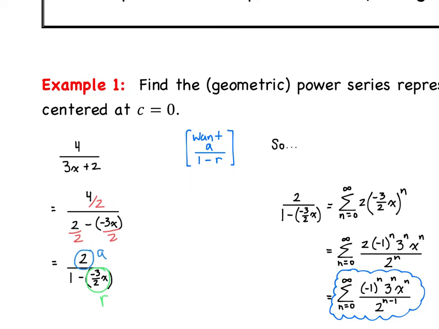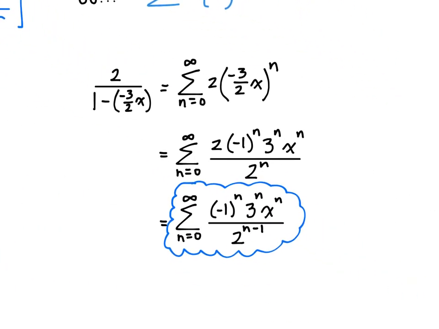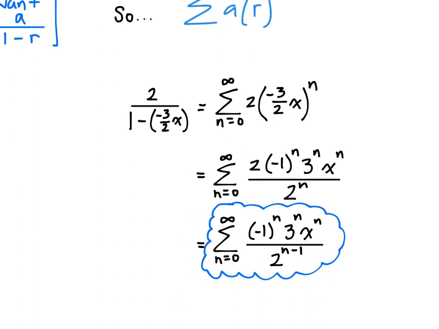So now we can go ahead and write our power series because we're in this format, okay? And we know that a geometric series is in the form A times R to the n. All right, so now we're going to rewrite that in terms of the power series. So our A value is 2, our radius is negative 3 halves x to the nth power. So here's our power series.